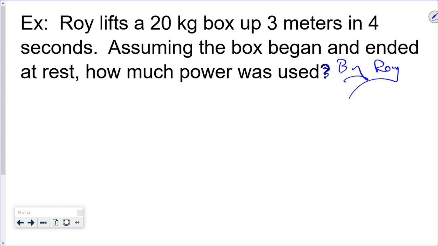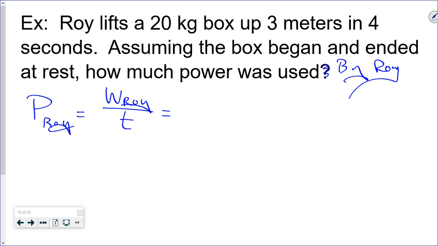Okay, so the power that Roy uses is the same as the work that Roy did divided by the time it took. And notice this is just giving me an average. In the same way that if I said it moves 3 meters in 4 seconds, the best you could do is find an average velocity, similarly, the best I can do is find my average power.